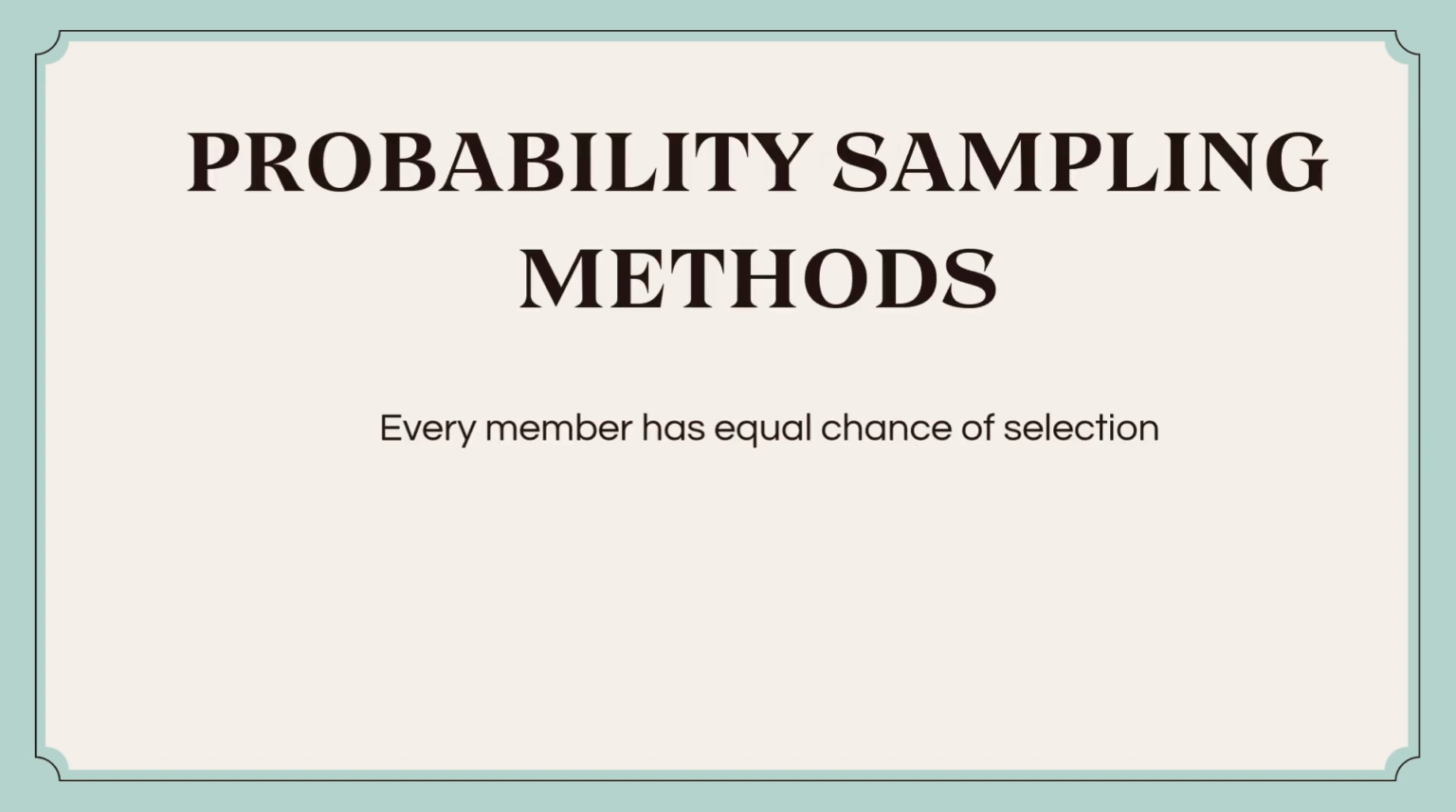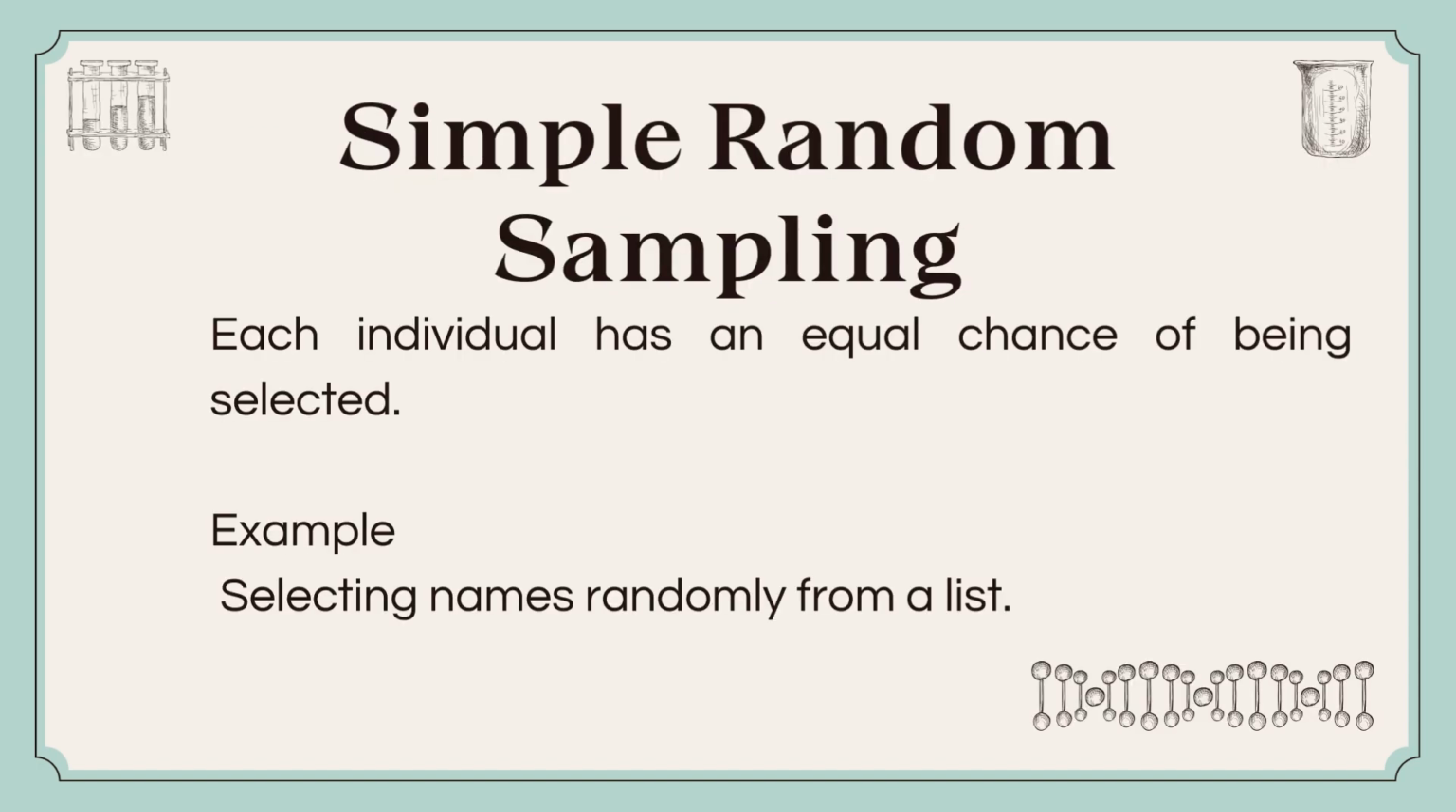Now, in probability sampling, every member has an equal chance of selection. That is very crucial. In probability sampling, when picking out the sample, the whole population has an equal chance of being selected. And we have a couple of methods under probability sampling, which we're going to go through right now.